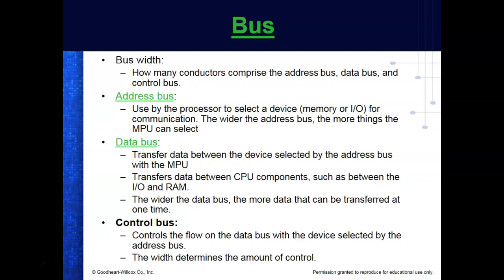The data bus is where the transfer takes place between the device selected by the address bus and the microprocessor. The wider the data bus, the more data that we can transfer at one time.